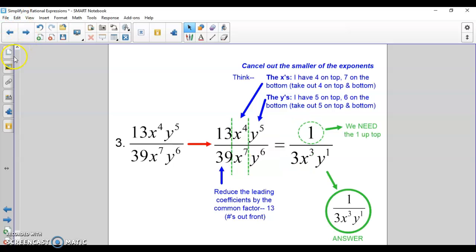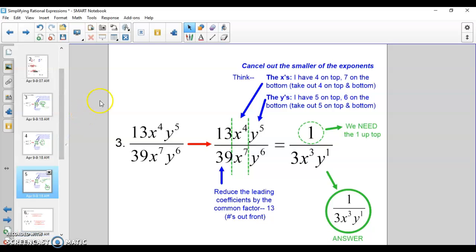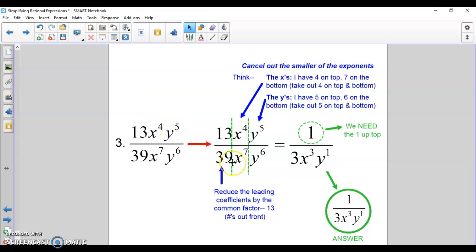One more, I believe. Yeah, get into some factoring here. Just split it up. It's the same thing. It's just I have nothing left up top, so I got to write the 1.